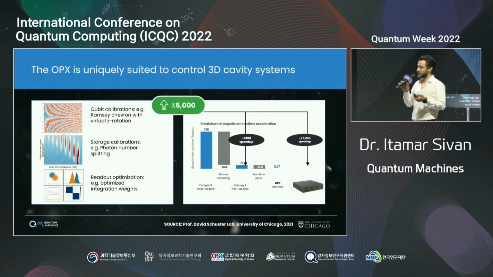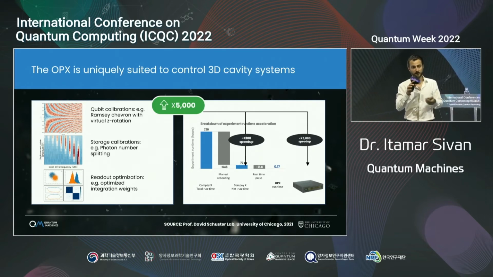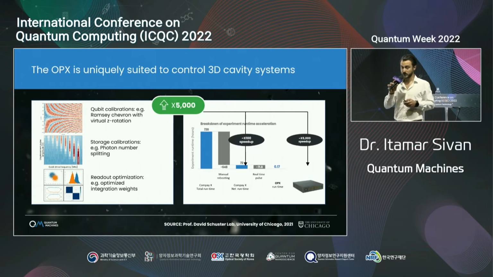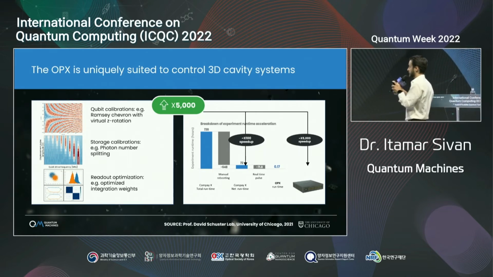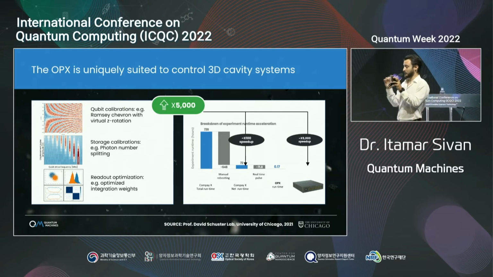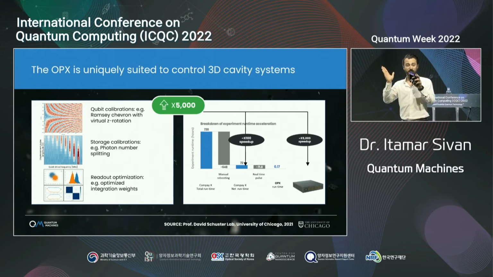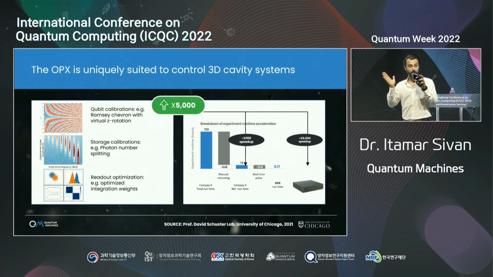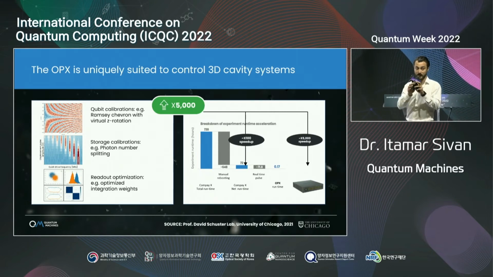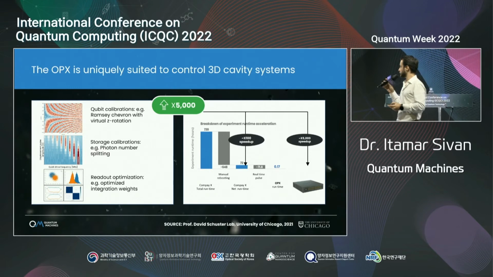And the thing is that we actually see these speedups all the time. This is, for example, from David Schuster's lab at U Chicago. This is a massive speedup. A 5,000 times speedup is the difference between an hour and a month. And this is not just a calibration. This is a very complex sequence where you do spectroscopy versus the displacement of the state of a 3D cavity. So this is pretty complex and requires massive real-time feedback.